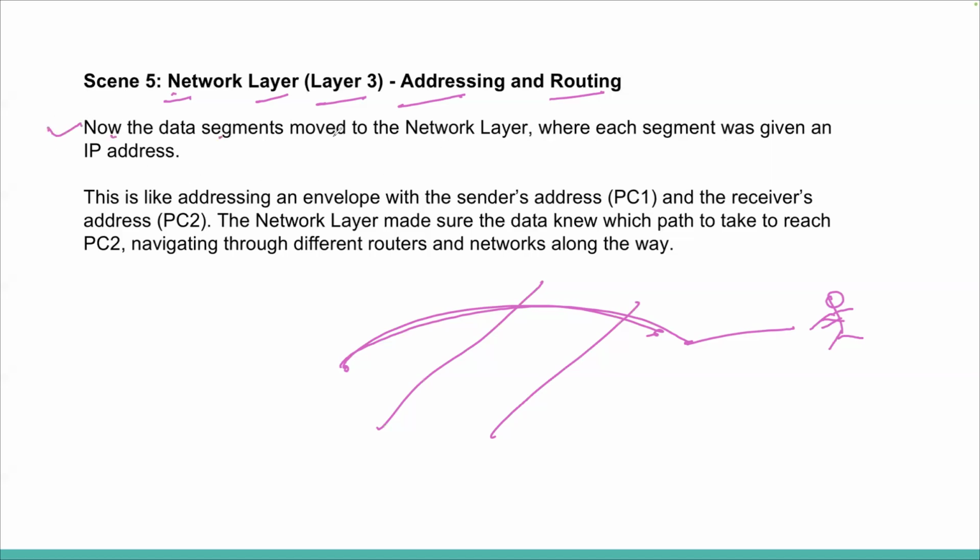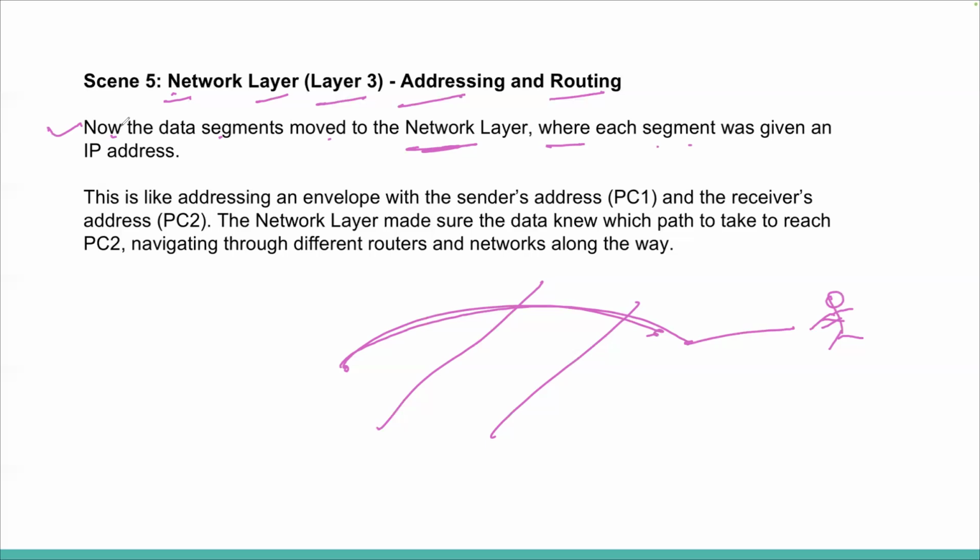Now data segments moved into the network layer where each segment was given an IP address. Now that is where your IP address comes into picture. See, your application layer, presentation layer, session layer have no IP address, no MAC address. It's coming, just data is getting into different formats, and it is deciding I should use TCP. It is establishing a session. Now it will find out, it will put the IP address.